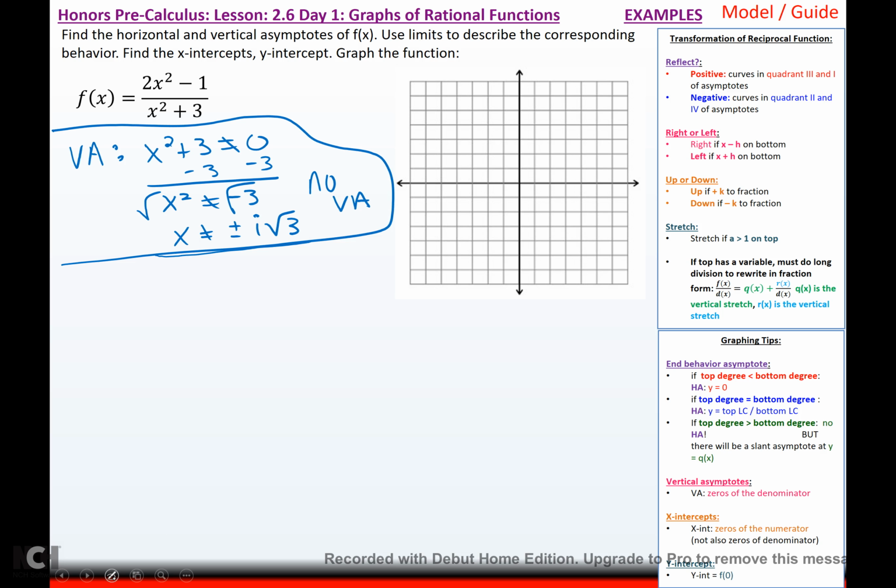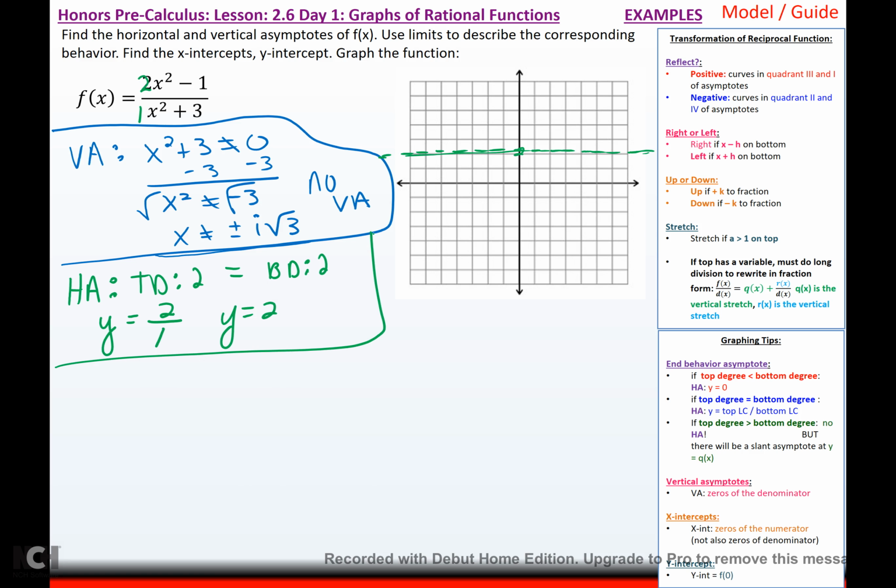Okay? So next I'm going to find my horizontal asymptotes. My horizontal asymptotes you get by degrees. My top degree is 2. My bottom degree is 2. Those are equal, so my horizontal asymptote is at the top leading coefficient divided by the bottom leading coefficient. So I have a horizontal asymptote at y equals 2. There's 2 on the y-axis. Horizontal means straight across. Okay? So there's my horizontal asymptote.